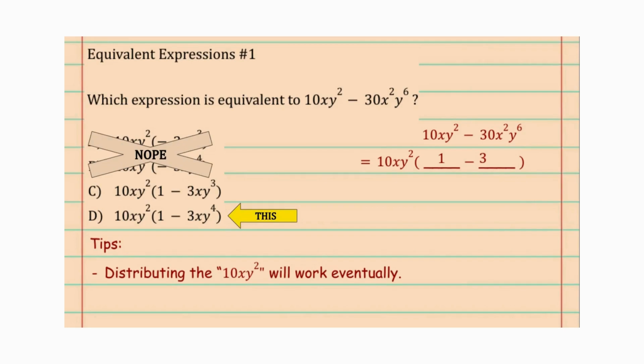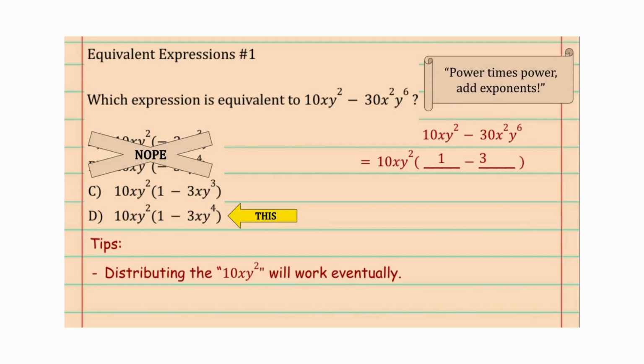That was pretty easy. But now we have to look at these variables, and we're going to need to remember some laws of exponents. Power times a power, add exponents. So we need to think to ourselves, x times what gets me x squared? Well, that's going to be x, because x to the 1 times x to the 1 gets me x to the 2. Same applies for y. Y squared times y to the 4th gets me y to the 6th. And that means that D must be the correct answer.